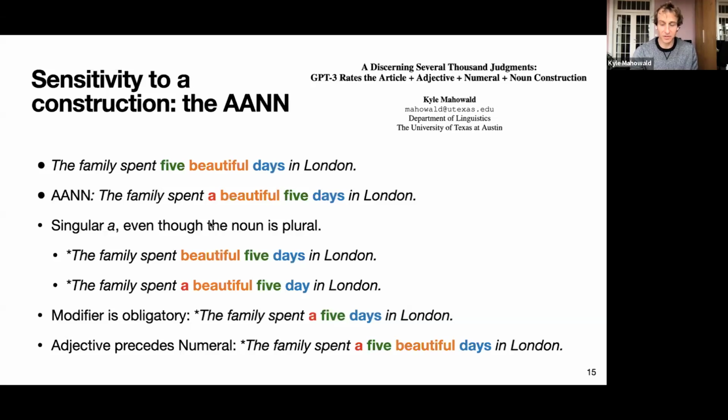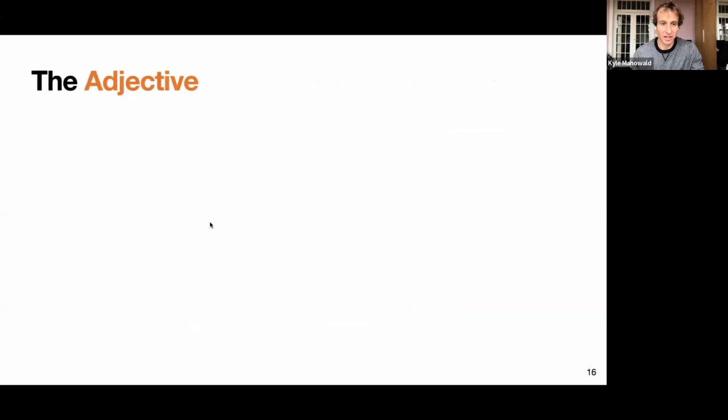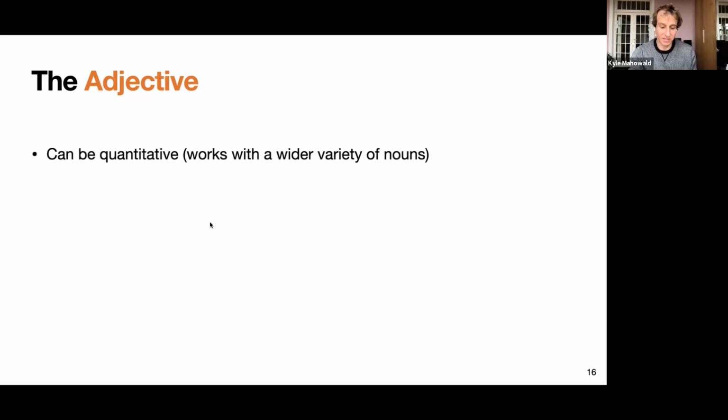So this first paper we're going to mention here, I looked at, oh, yeah, before we get to model results, the adjective in this construction is also constrained in interesting ways by the words in the construction. So the adjective can be quantitative. You could have a mere 5 days, a whopping 6 hours.